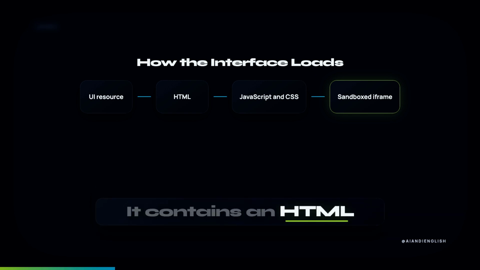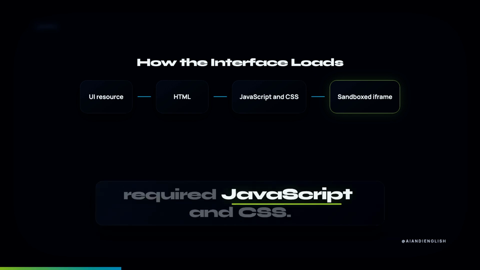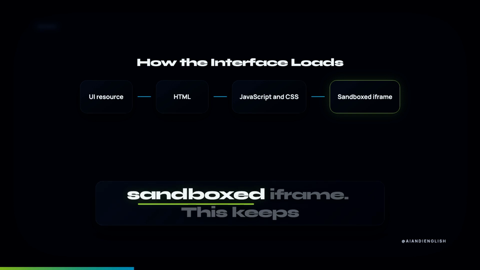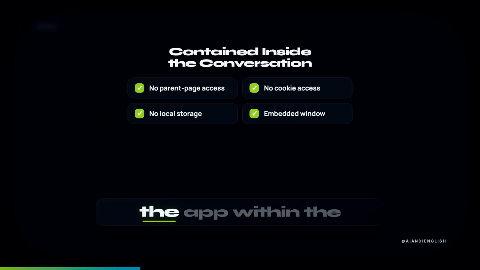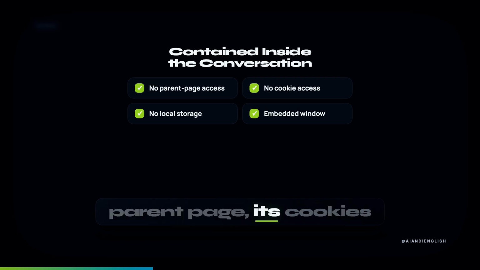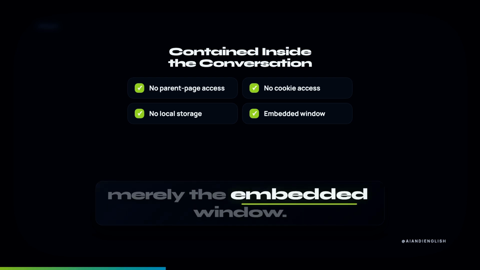Technically, the tool description references a UI resource. It contains an HTML interface along with the required JavaScript and CSS. A web host typically displays it in a sandboxed iframe. This keeps the app within the conversation without giving it direct access to the parent page, its cookies, or local storage.